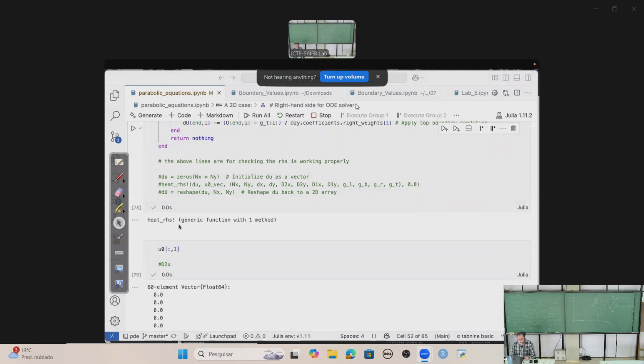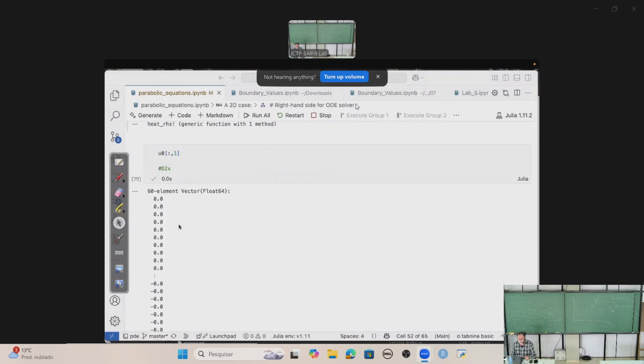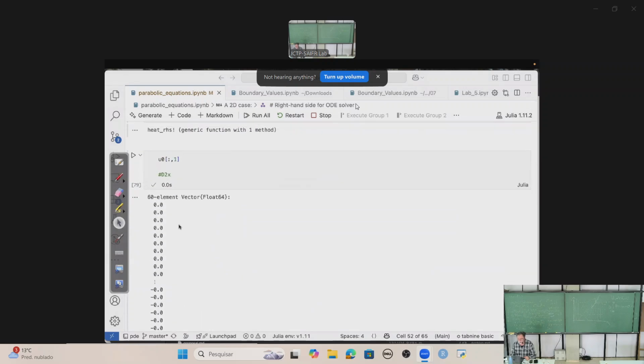So this is the right hand side. This is checking that I have the vectors. Okay.